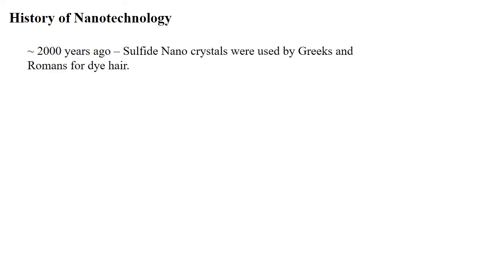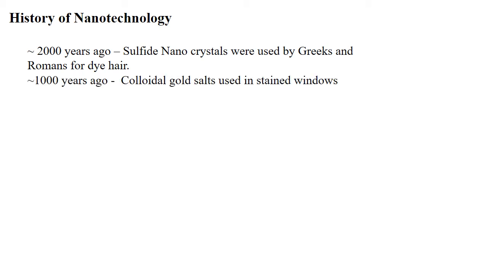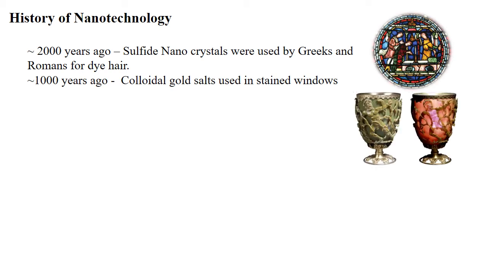History of nanotech. There are a number of relatively famous examples of ancient artifacts which were created using nanocomposites. For example, 2000 years ago Greeks and Romans used sulfide nanocrystals for dyeing hair. 1000 years ago colloidal metal salts were used for staining cathedral windows. The Lycurgus cup is made up of gold-silver alloyed nanoparticles, which were distributed in such a way as to make the glass look green in reflected light, but when light passes through the cup, it reveals a brilliant red.